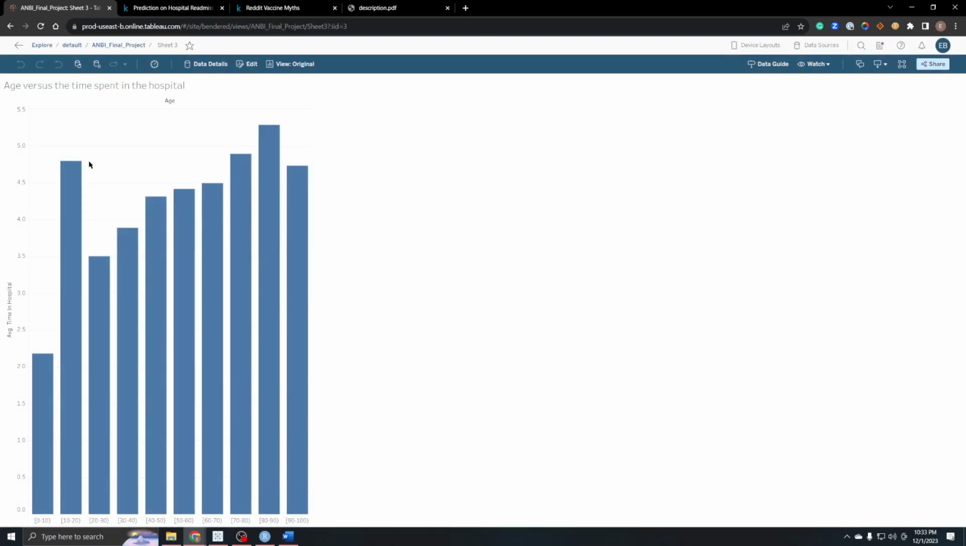Go to sheet 3 here. And this shows the average time in the hospital per age range. So this is actually kind of interesting. The 10 to 20 age was averaging about 4.7 days in the hospital, whereas I would expect this to be lower because they're younger and oftentimes healthier. I would expect the higher ages to be in the hospital longer.